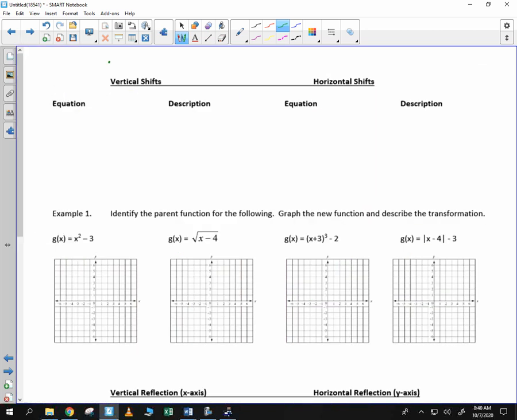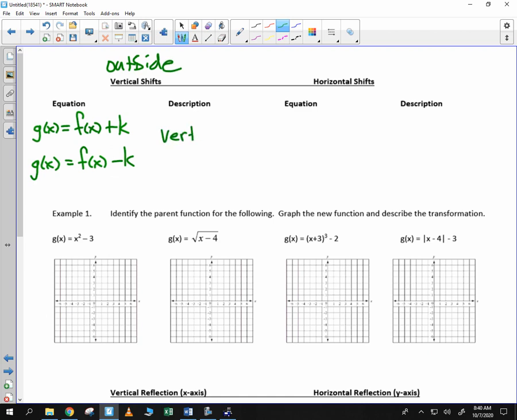So what we want to do is we want to be able to make transformations. Suppose that we have this transformation. We'll call it a vertical shift. We'll say that g of x is equal to f of x plus k, or g of x is equal to f of x minus k. First, identify that k sits on the outside. And because it sits on the outside, it affects it vertically. This is going to be a vertical shift.